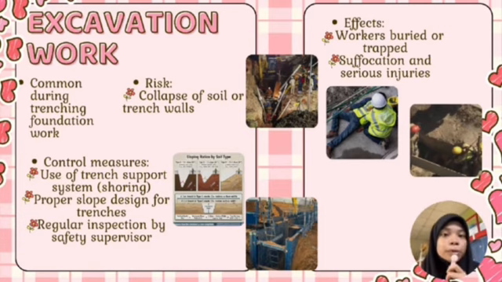To manage this risk properly, trench support systems, commonly known as shoring, should be used to hold back the trench walls and prevent collapse. The slope of the trench also needs to be designed correctly based on the type of soil. Stable soil and unstable soil require very different slope angles to stay safe. On top of that, regular inspections by a qualified safety supervisor are essential, especially after rain or any change in ground conditions, since a trench that was safe in the morning may not be safe by the afternoon. Restricting access around open trenches with proper signage and barriers is another simple but effective step in keeping workers out of harm's way.